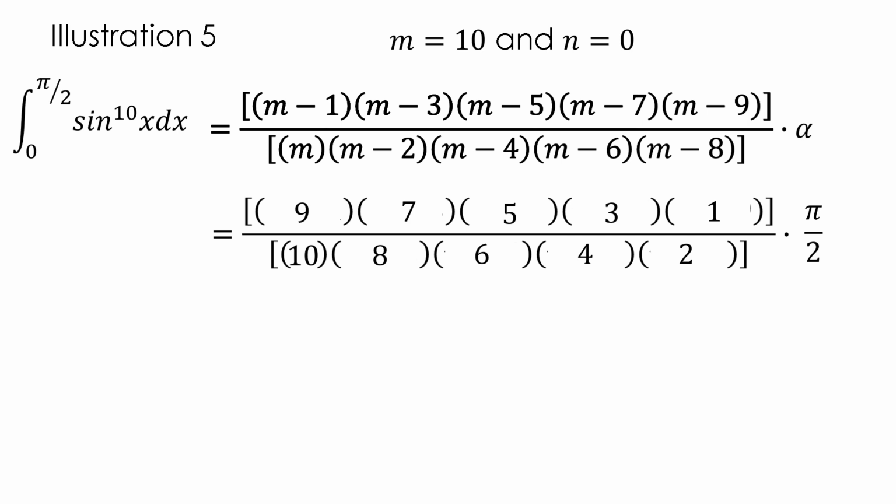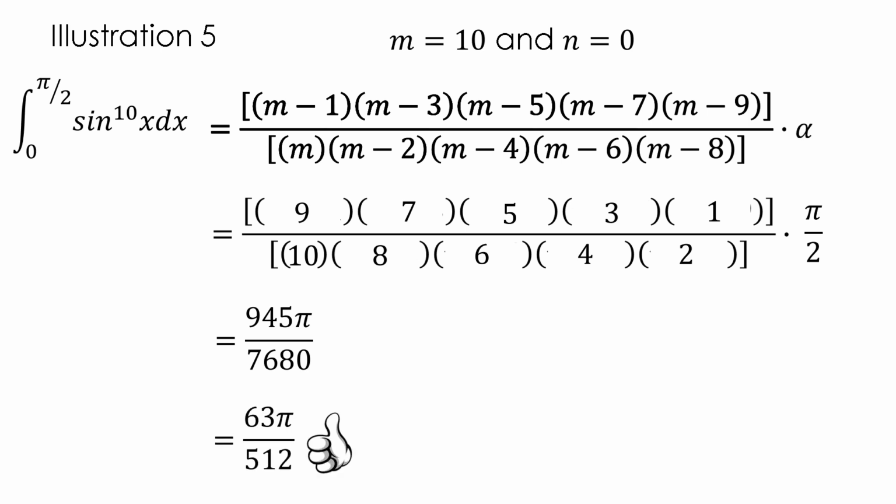If we multiply the factors of the numerator and the denominator, we get 945 pi all over 7,680. Reducing it to its lowest term will be giving us the answer, which is 63 pi all over 512.